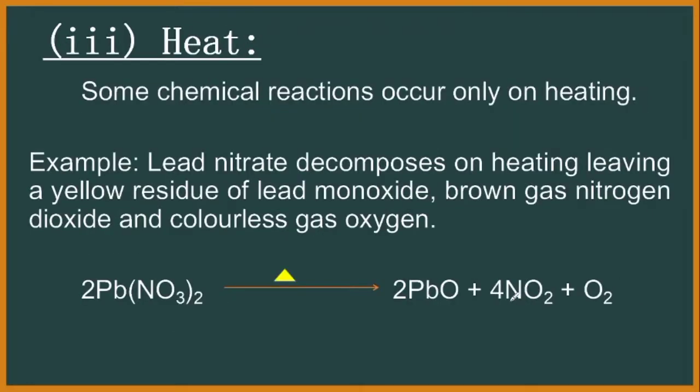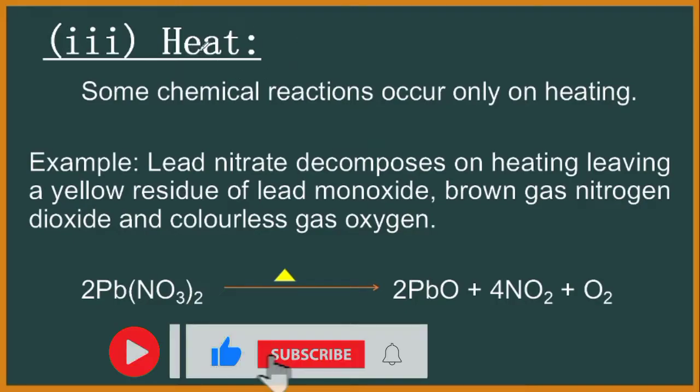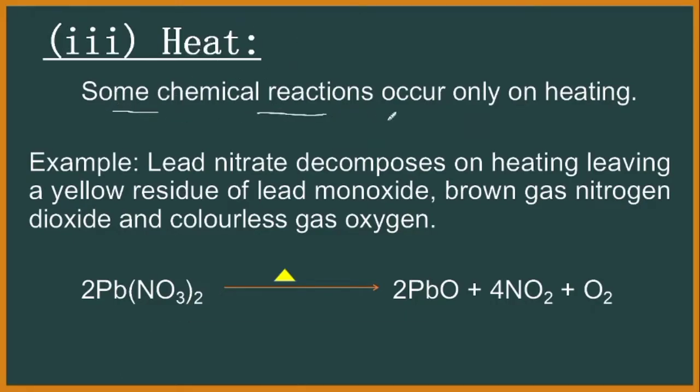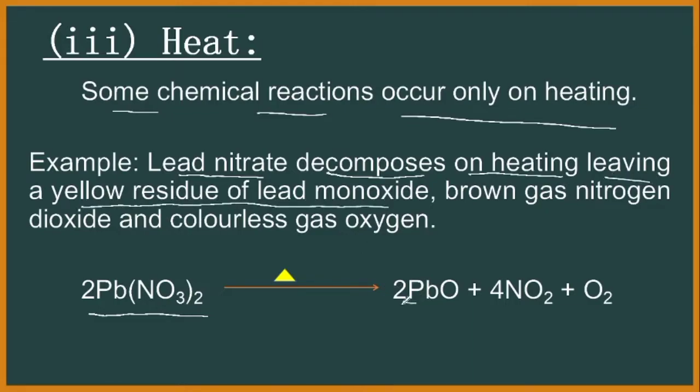Then what is the third condition? The third condition is heat. Some chemical reactions occur only on heating. We have seen many examples in our daily life. For example, lead nitrate, Pb(NO3)2, decomposes. What do you mean by decompose? Decompose means split. On heating, it leaves a yellow residue of lead monoxide, a brown gas, nitrogen dioxide, and a colorless gas, oxygen.